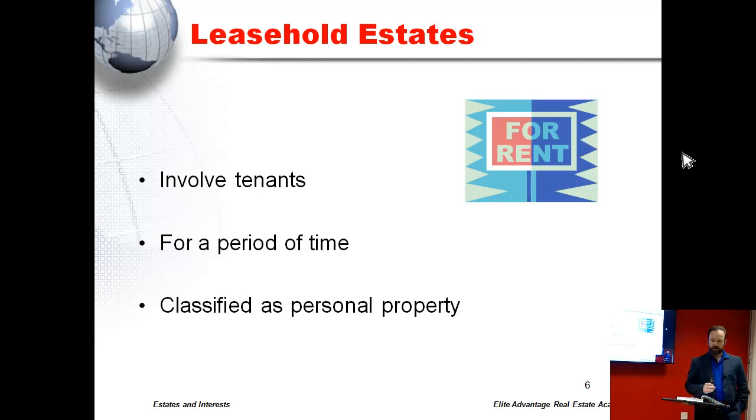The leasehold estate, which involves tenants, is for a period of time and is classified as personal property. We'll get into that more when we get into the leasehold section where we talk about tenancy and all that, which is coming up in a future chapter. So for this purpose, leasehold estates involve tenants and are estates for a period of time. Leaseholds are considered to be personal property, not real property.